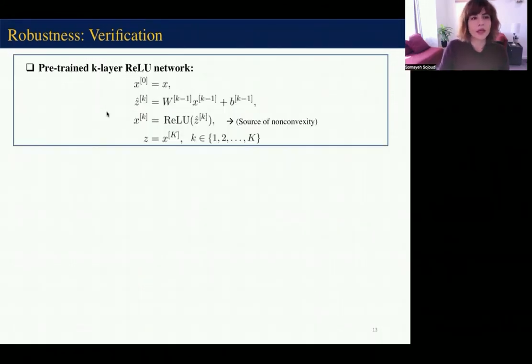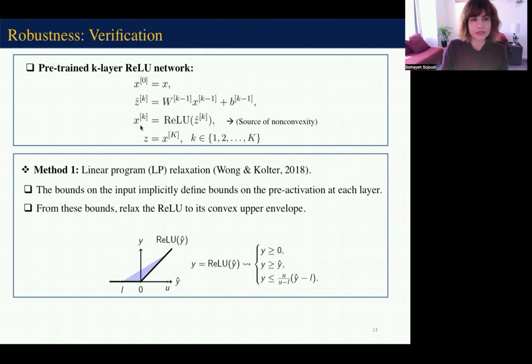Now consider a pre-trained K-layer ReLU network, where X is the input to the neural network, Z is the output, Z hat K is the pre-activation of the Kth layer, and W is the weight matrix. One of the simplest and most popular approximation classes is based on linear programming relaxations. As we can see in the top equations, the source of non-convexity is the ReLU activation function. We can relax the ReLU constraints to their convex upper envelopes, and this relaxes the optimization into a linear program. But doing so makes the feasible set grow significantly, which leads to large relaxation error.